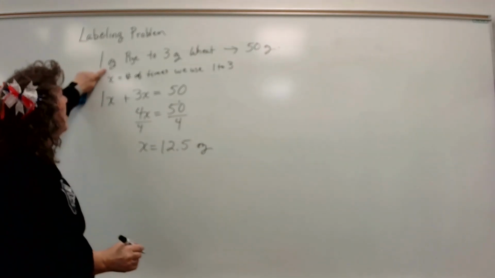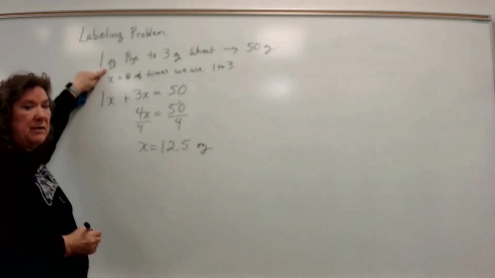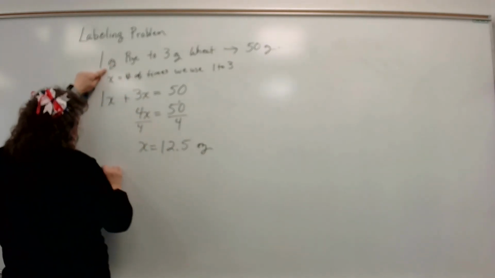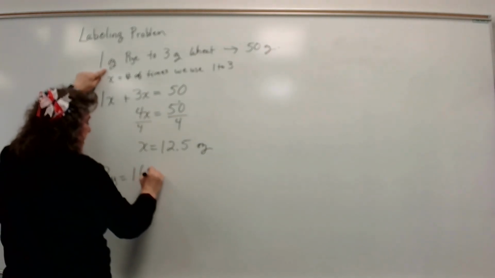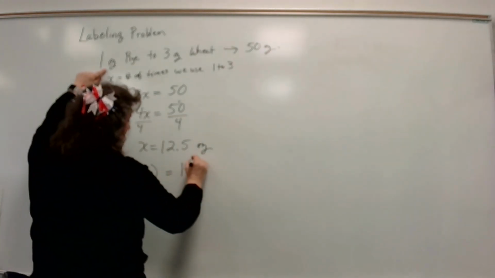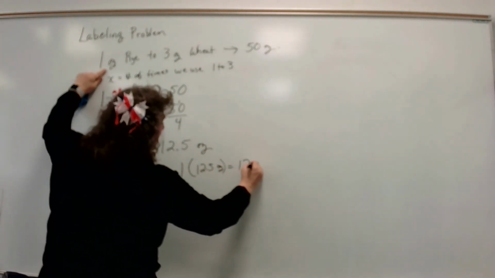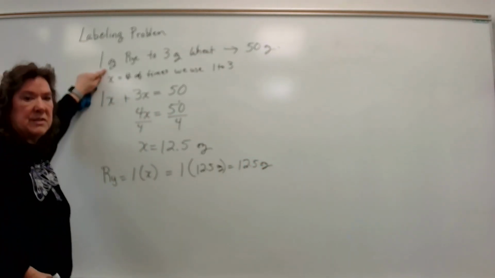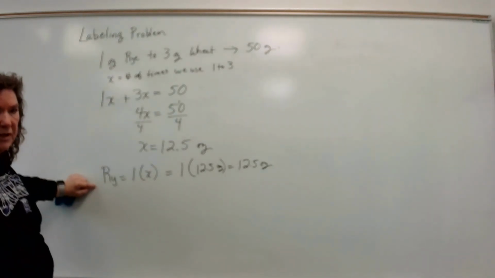Well, rye has 1 times x, right? So therefore, if I put my 12.5, my rye is equal to 1 times my x. So therefore, this is 1 times 12.5 ounces, which equals 12.5 ounces of rye flour. So you see how you use your variables to produce what you need to know.